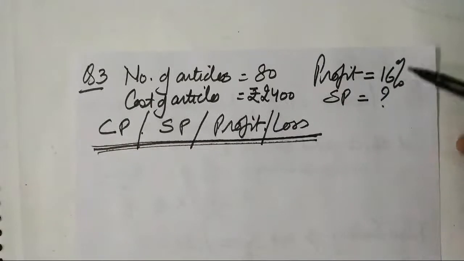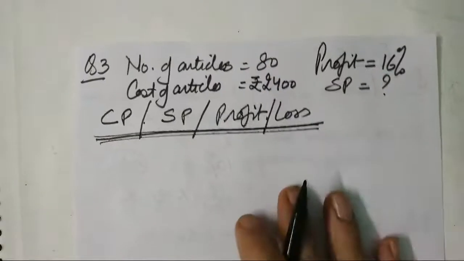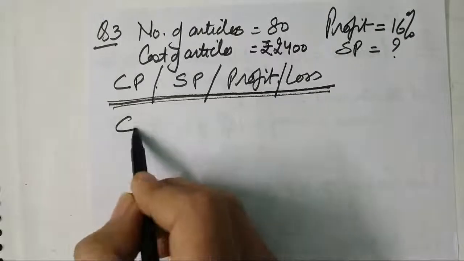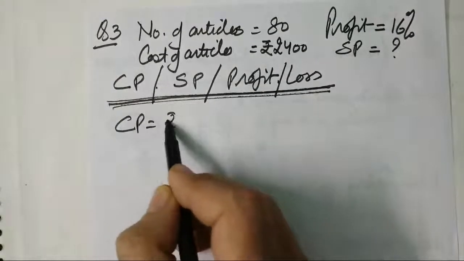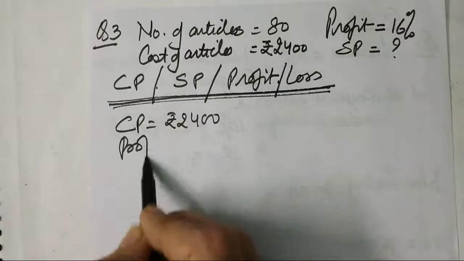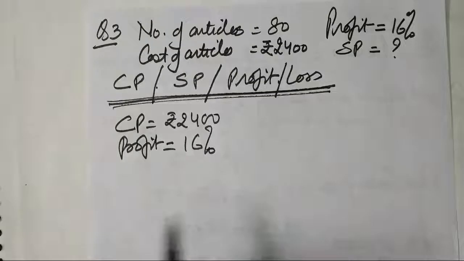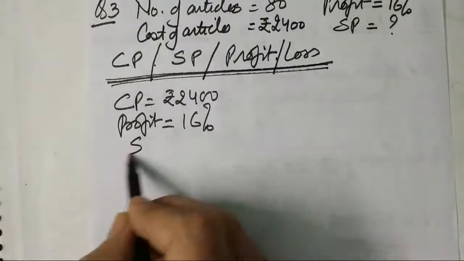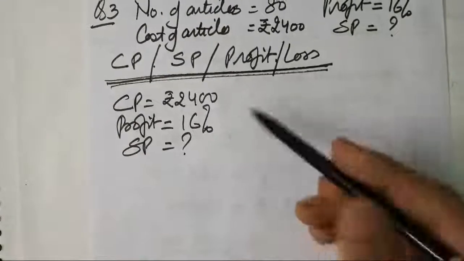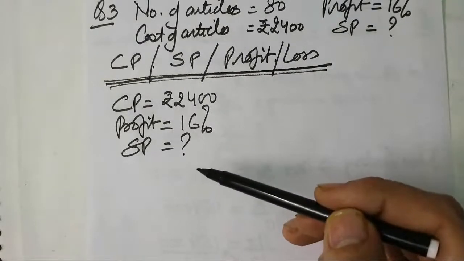So in this case, we have got three things. One is the profit, one is selling price we have to find, and the CP. So I am writing once again. CP is given rupees 2400. The profit is given 16%, and you have to find the selling price. So three things are there, in which two are given and the third you have to find.